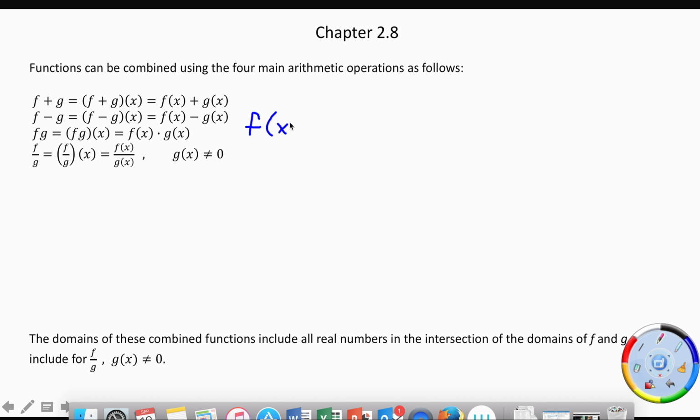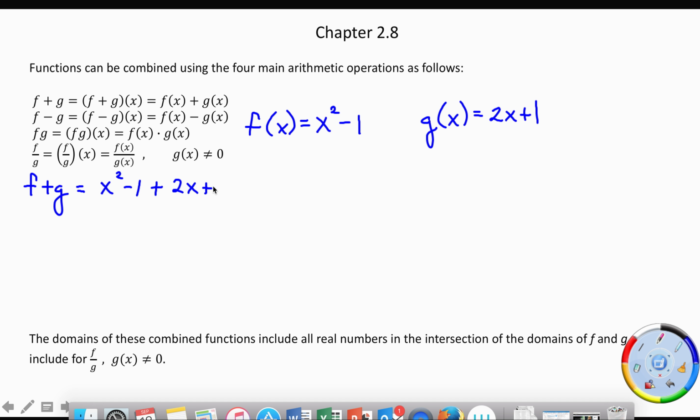So let's take a couple of very basic ones just to start with. Let's say that f of x is x squared minus 1, and maybe g of x is 2x plus 1. And we're asked to find f plus g. It's simply the function f plus the function g. So x squared minus 1 plus 2x plus 1, which simplifies to x squared plus 2x.